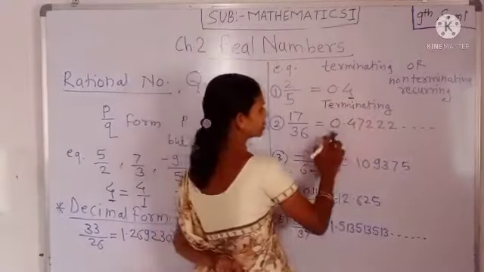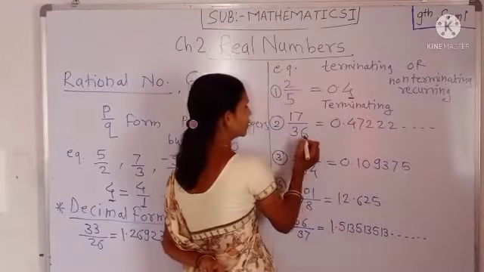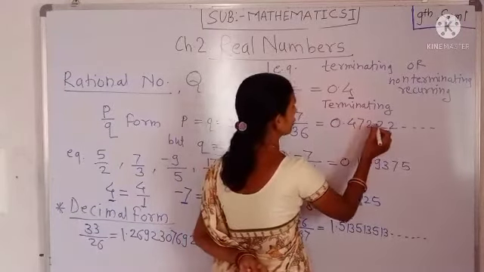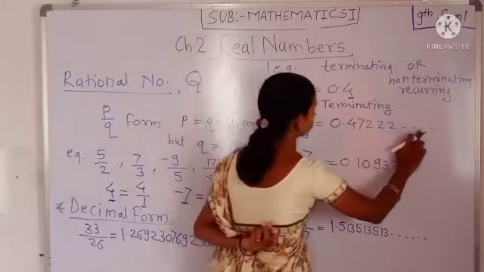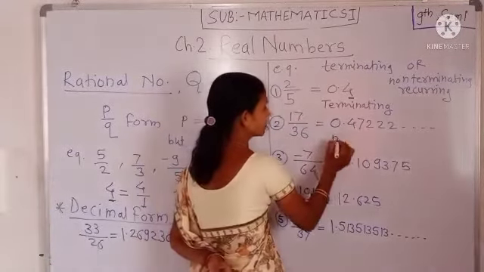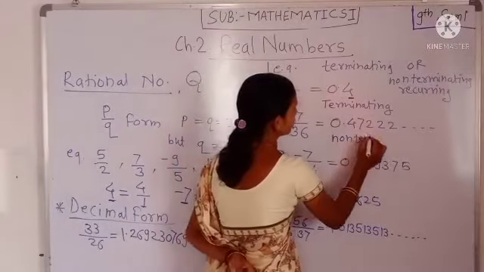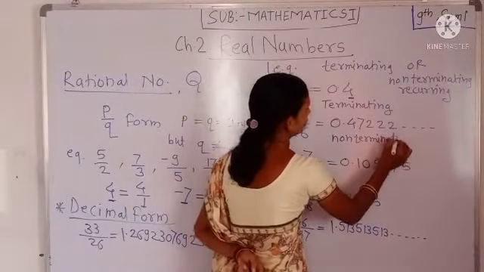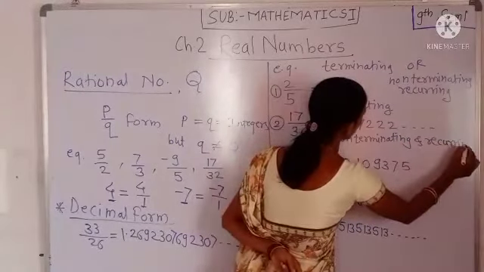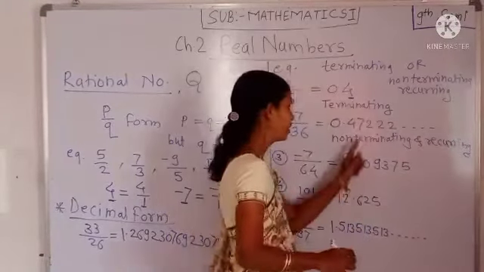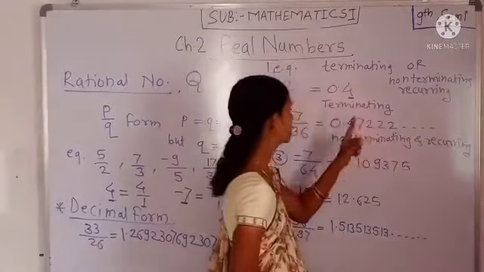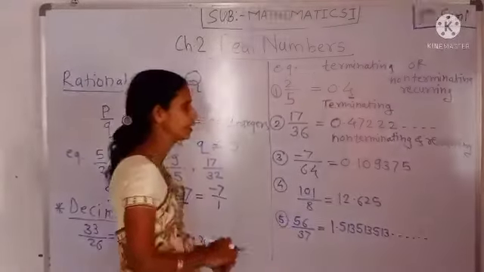Then similarly, see here 17 upon 36, the decimal form is 0.47222, and here dots are there. That means this decimal form of the rational number is non-terminating and recurring. Recurring means here 2 gets repeated many times, therefore it is non-terminating and recurring.